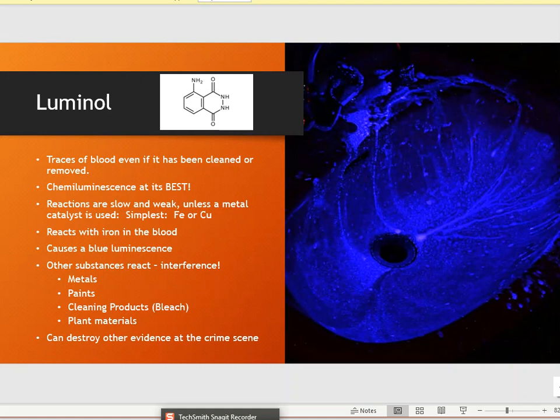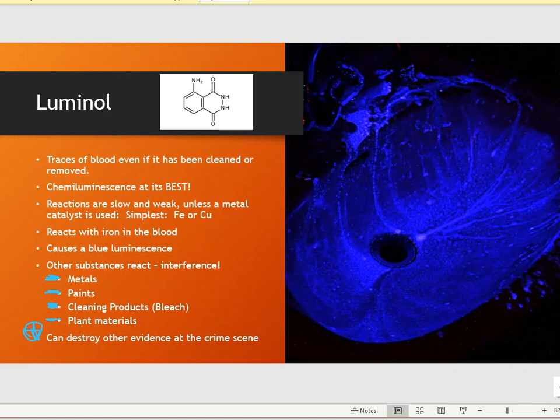Not only bleach will cause the luminol to react this way, but there's some other things like various metals, because it is an oxidizer, and this is iron-based again, right? Paints, cleaning products including bleach, and plant materials. So anything that carries iron or copper is going to be a dead giveaway for luminol. That's what it needs in order to give us this very blue distinctive color on a crime scene or an object.